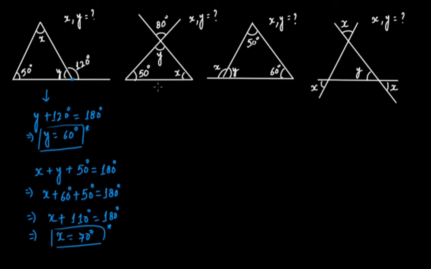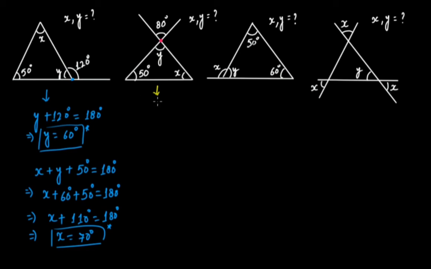Let's solve for this one. In this case, if you look at this triangle, here you have x and here you have y. If you look around this vertex, this is one straight line, this is another straight line, right? So around this vertex, these two angles are actually vertically opposite angles.